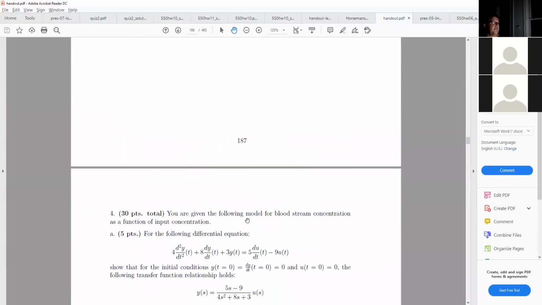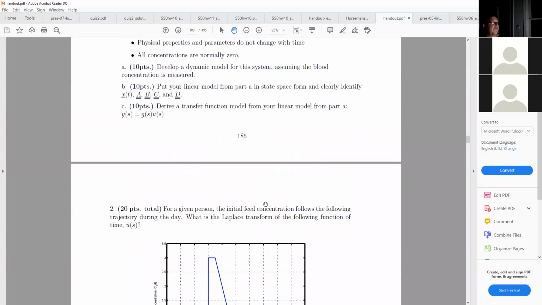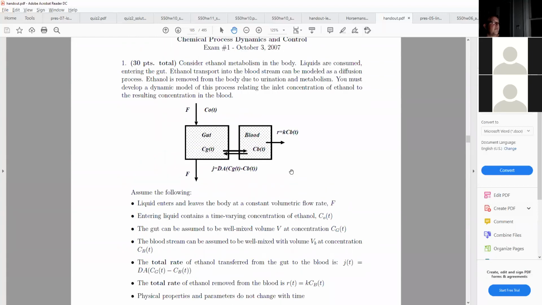So after you look at a bunch of these, they all start to look pretty similar. You just start doing your balance on this volume, either in temperature or concentration. This is one of my favorite problems: gut and blood. Metabolism of ethanol in the body, in your blood.